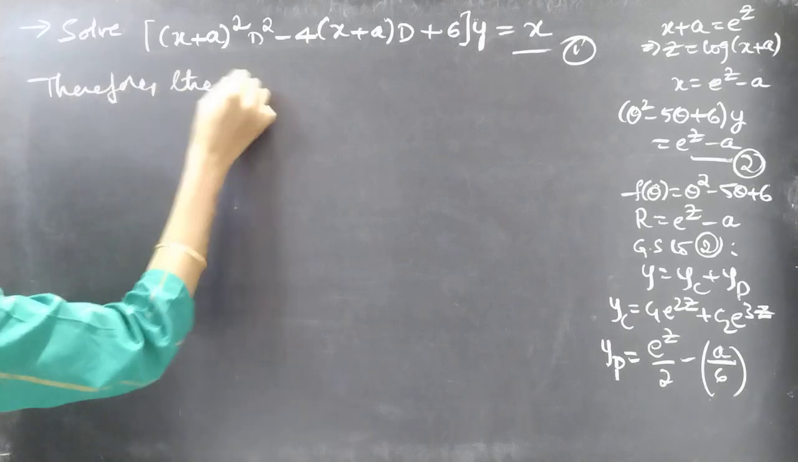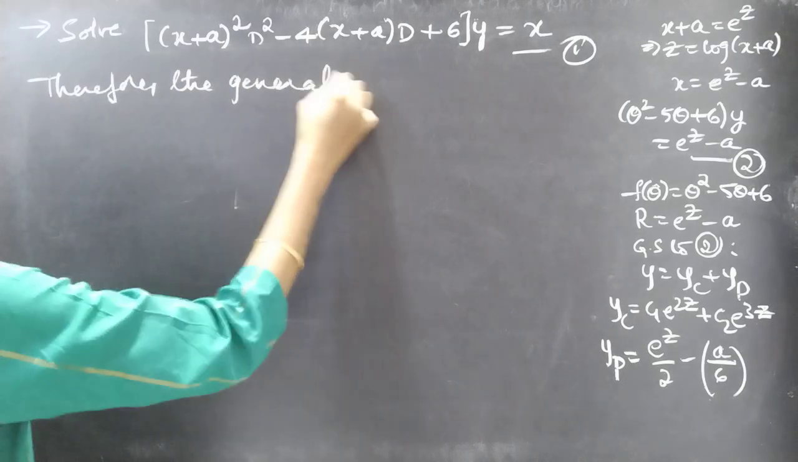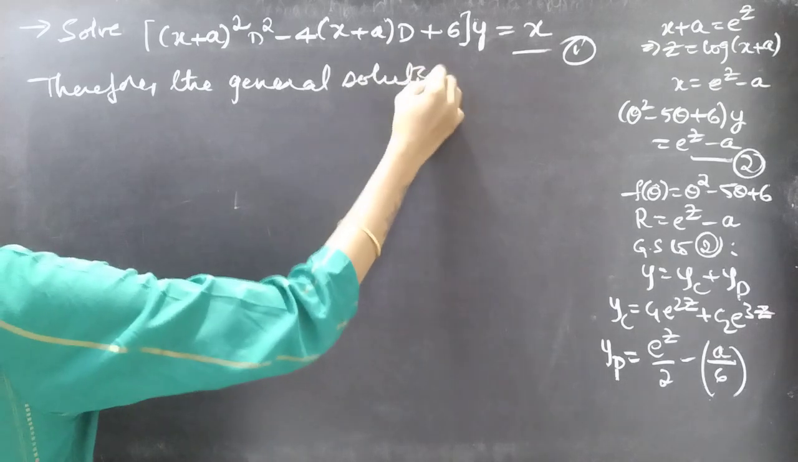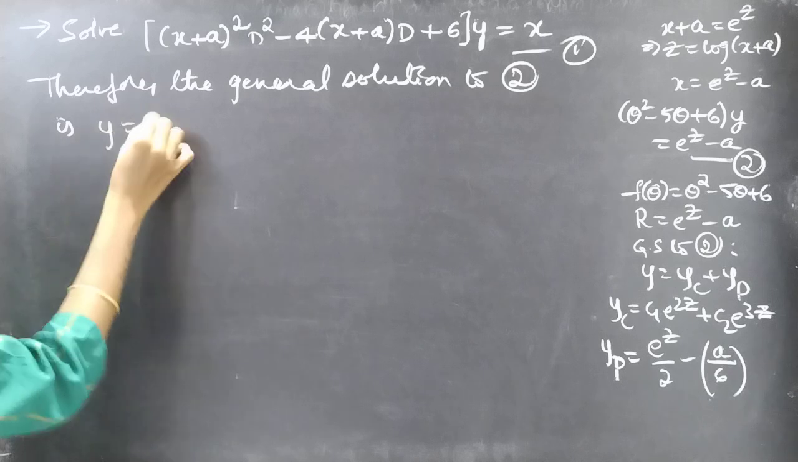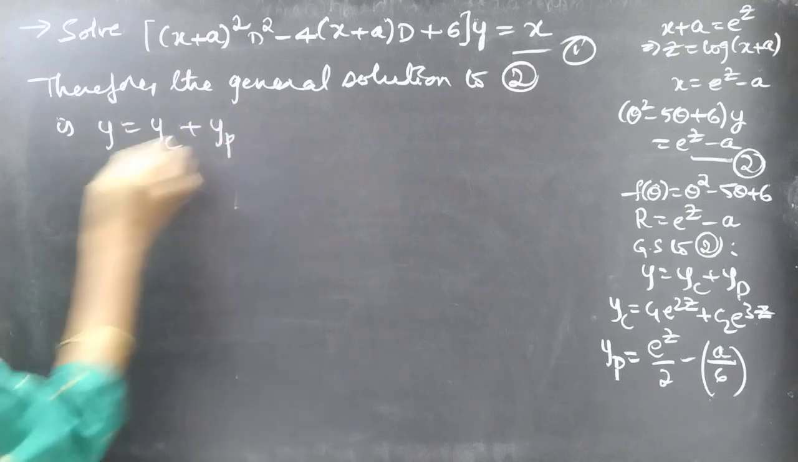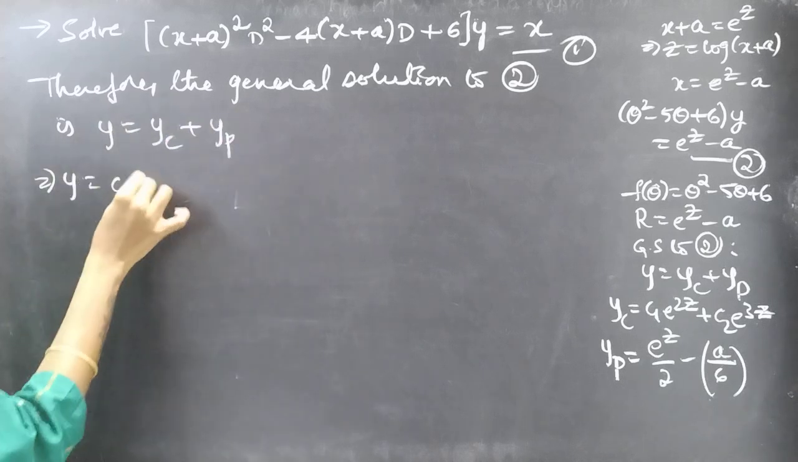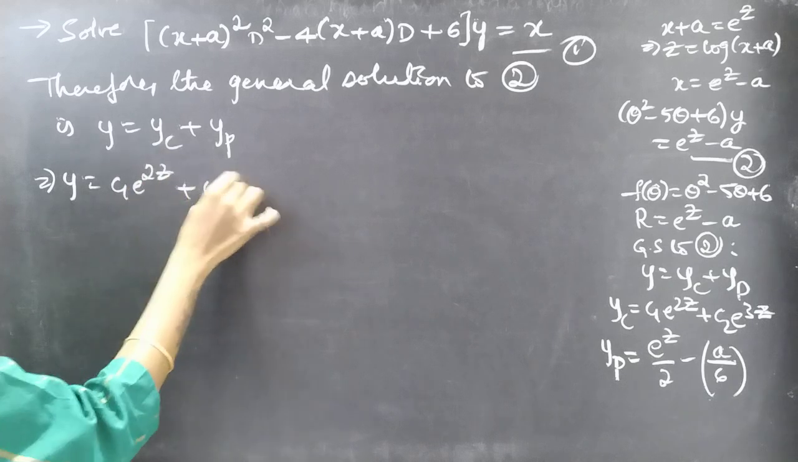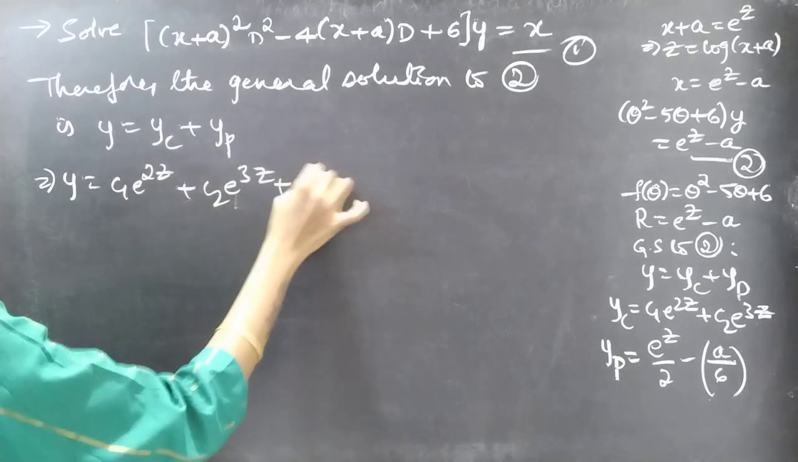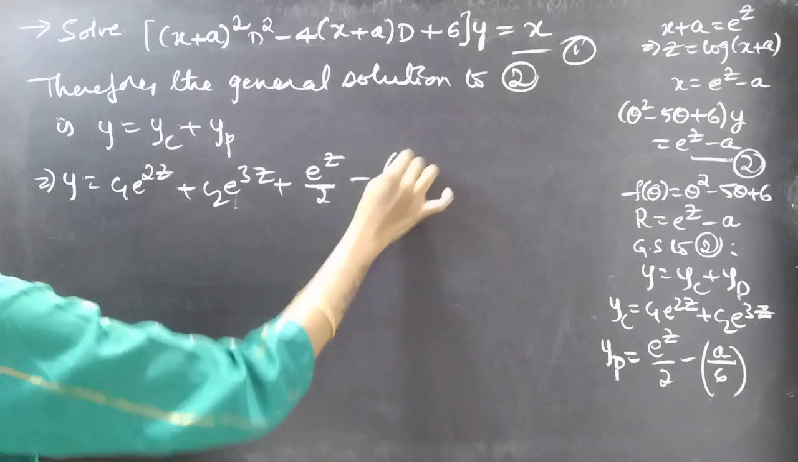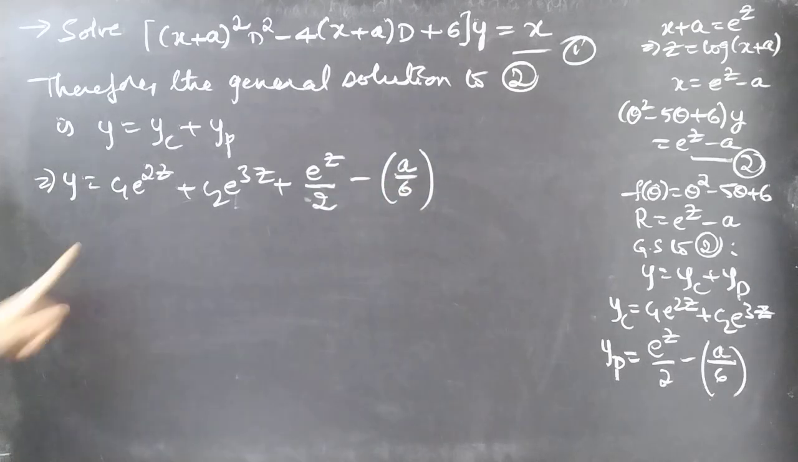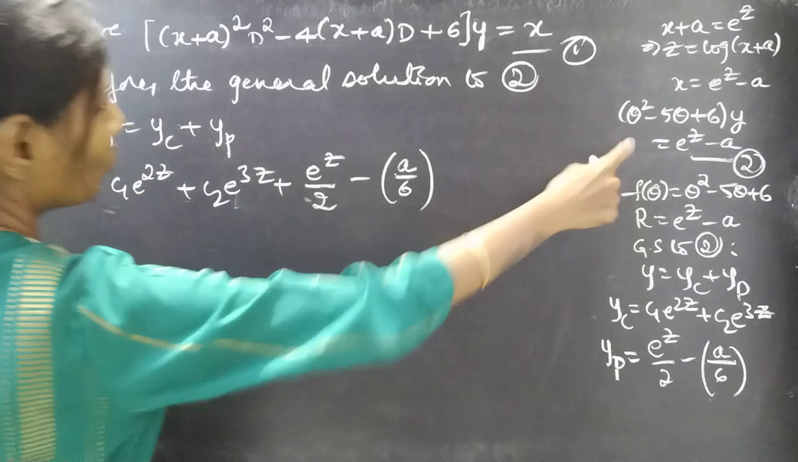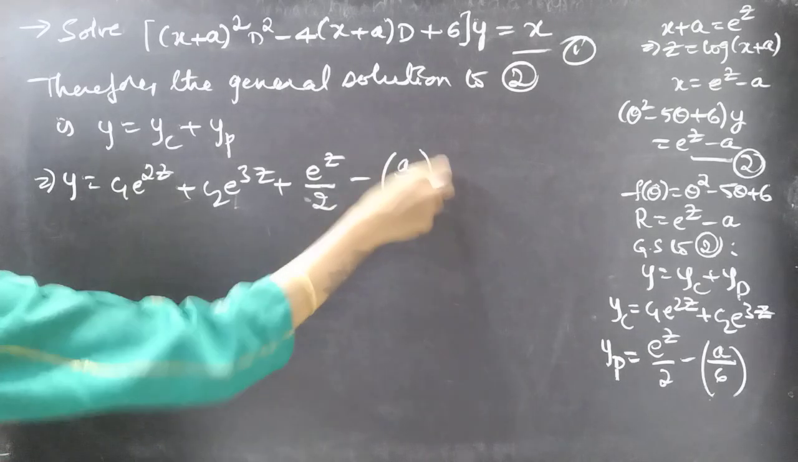Therefore, the general solution to equation 2 is given by y equal to yc plus yp, then y equals c1 e power 2z plus c2 e power 3z plus yp, which is e power z by 2 minus a by 6. See, the solution is in terms of z, which is the general solution to the reduced equation, equation 2. Okay.